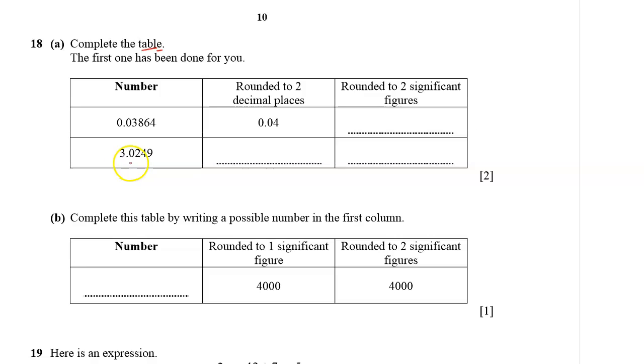What about this one to 2 decimal points? Of course, you look at the third decimal point, which is 4, which is less than 5, and therefore you don't round it up. You write 3.02.